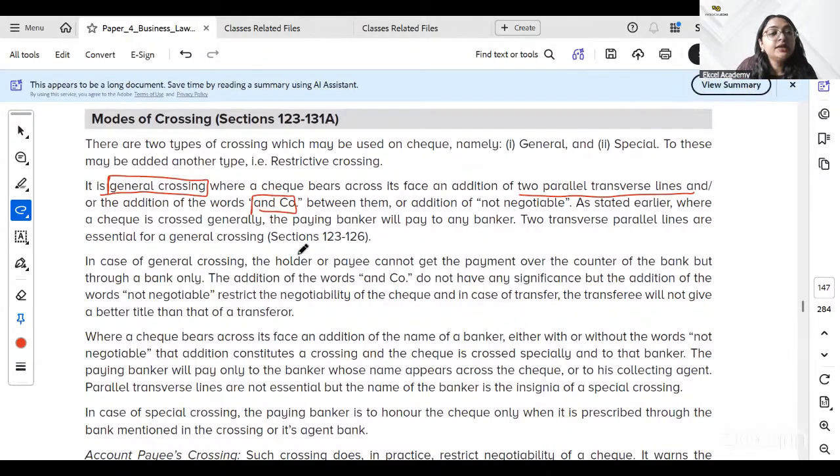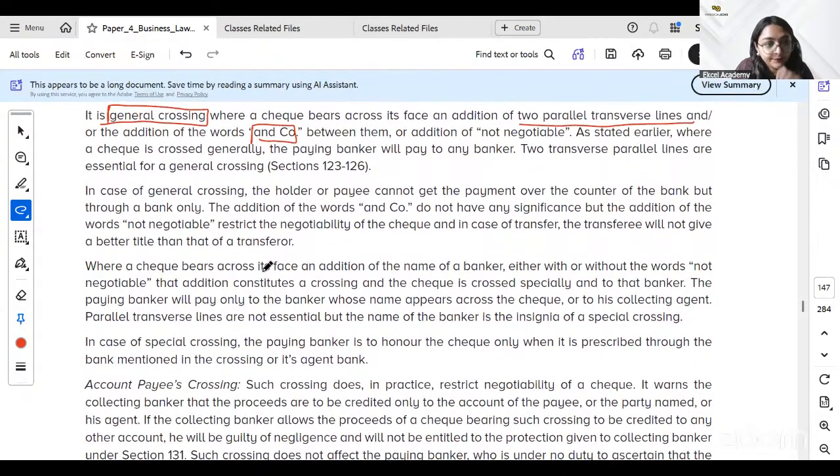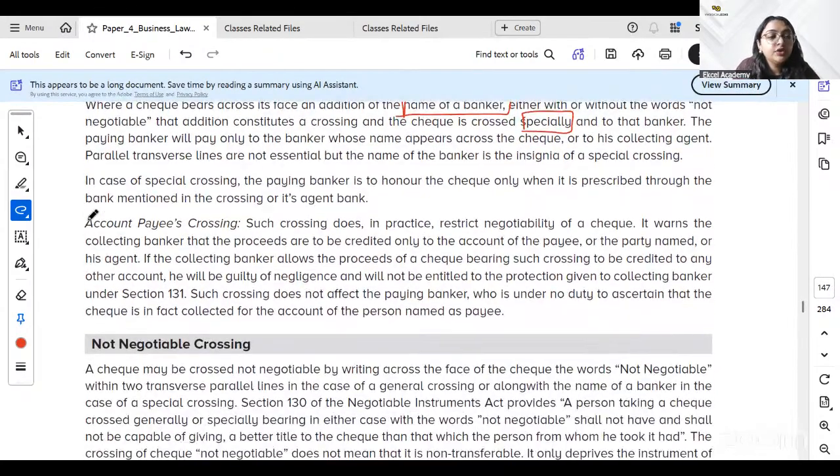Okay, when it comes to your special crossing, it is where a check bears across its face an addition of the name of the banker. So in addition to two transverse parallel lines, if you have the name of the banker, it is your special crossing.